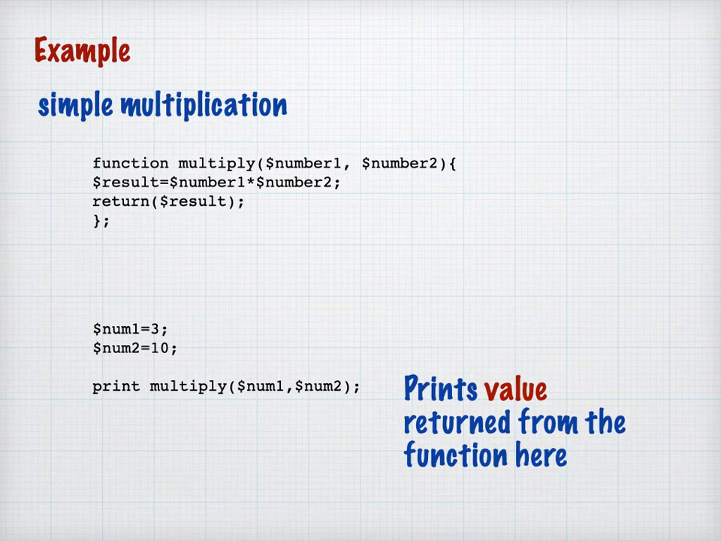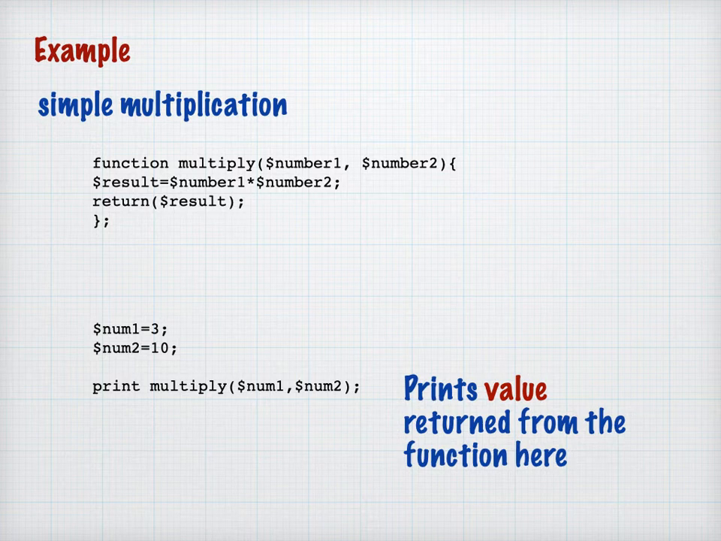Now, when the function runs, what will happen is the values will be transposed into the function. So num1, which has a value of 3, will become number 1. Num2, which has a value of 10, will become number 2 inside the function. So you can see how 3 and 10 are sort of passed into the function using those temporary local names, number 1 and number 2.